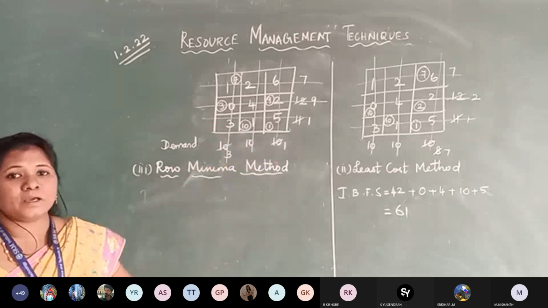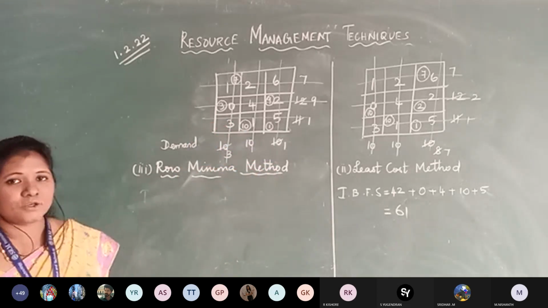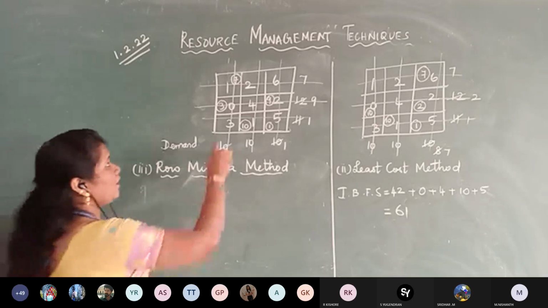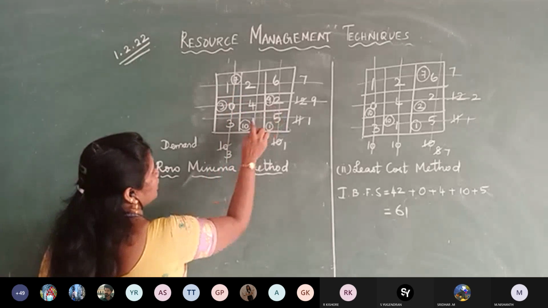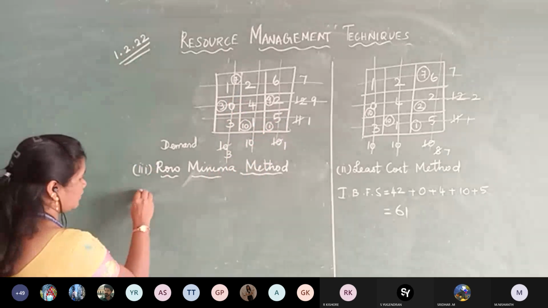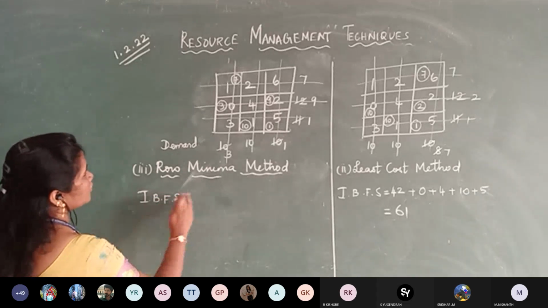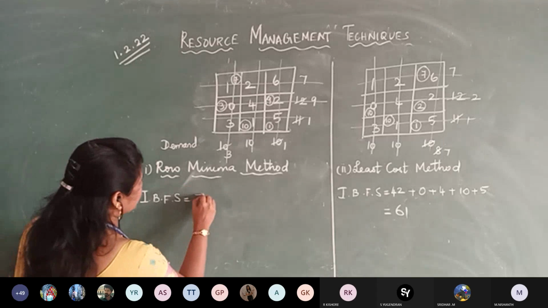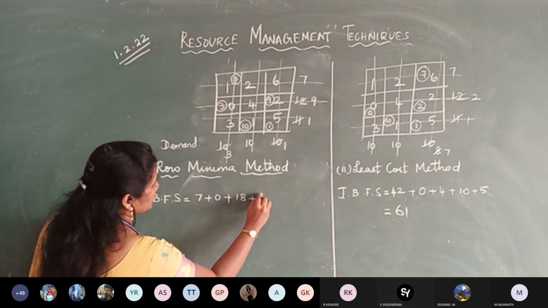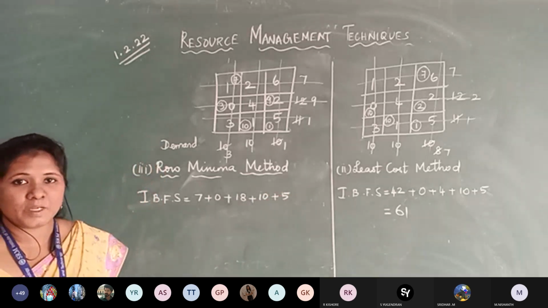Now you have to see how many allocations are there. Since there are 3 rows and 3 columns, minus 1, it is 5 allocations you should have. See 1, 2, 3, 4 and 5. So we have got 5 allocations. So for this you find out your initial basic feasible solution. So your initial basic feasible solution is 7 plus 0 plus 18 plus 10 plus 5. Okay, so this is the row minima method.